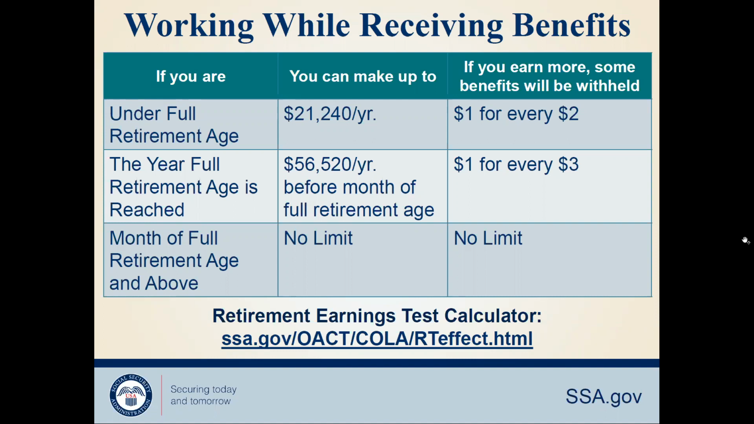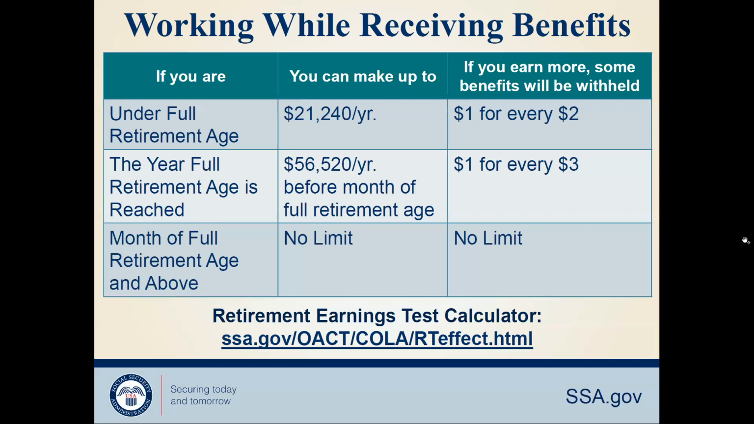If you're younger than full retirement age, we must deduct $1 from your benefits for each $2 you earn above the annual limit. And that limit for 2023 is $21,240. Okay? If you reach full retirement age during 2023, we must deduct $1 from your benefits for each $3 you earn above $56,520 until the month you reach your full retirement age.